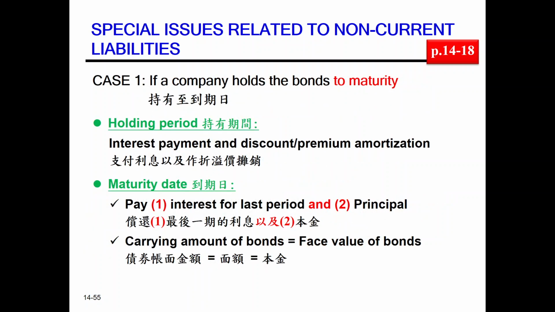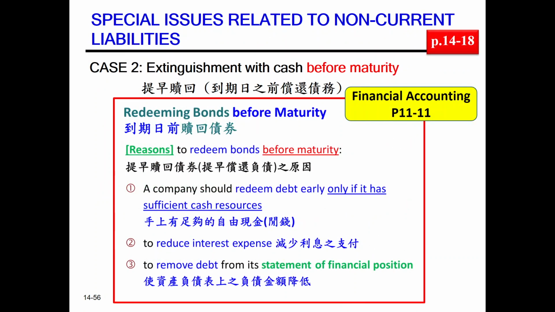So case 1 is the normal case. So I don't want to talk about that again. For case 2, we mentioned this. Your company decides to buy back the bond earlier. Why? You want to pay your debt earlier. Remember, first thing is what? You should have the money, right?